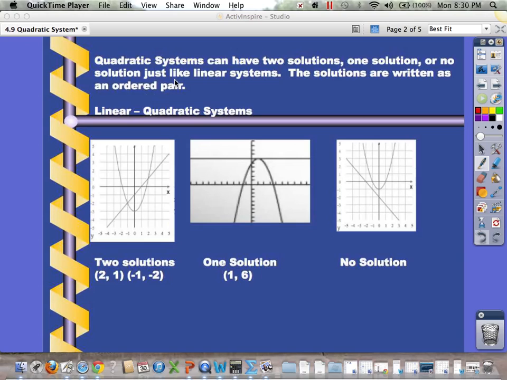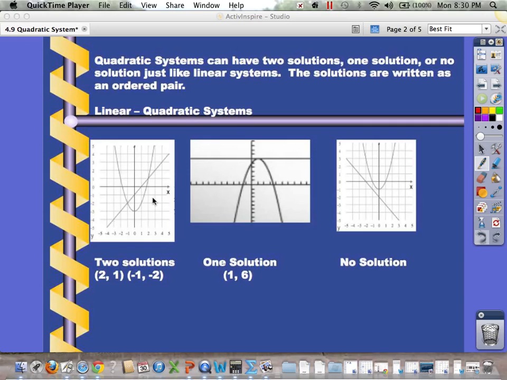All right, so the quadratic systems can have two solutions, one solution, or no solution, just like the linear systems. Two solutions meaning it crosses at two places, one solution meaning it only crosses once, or no solution when they don't cross at all. Now we're talking about two different scenarios, one where you have a linear and a quadratic system, where one is just a line and one of them has the x squared term. So one's a line and one's a parabola.